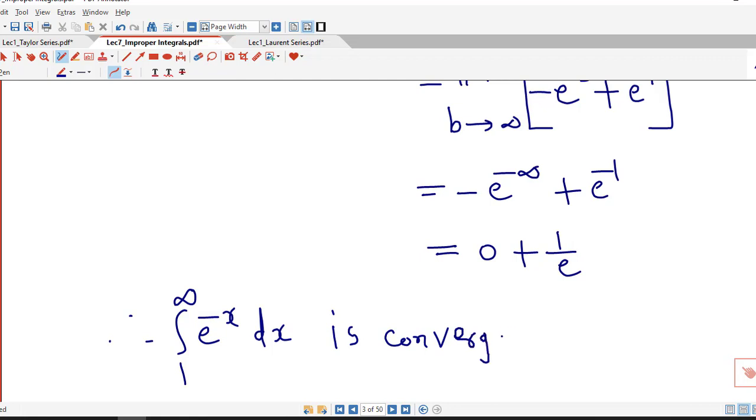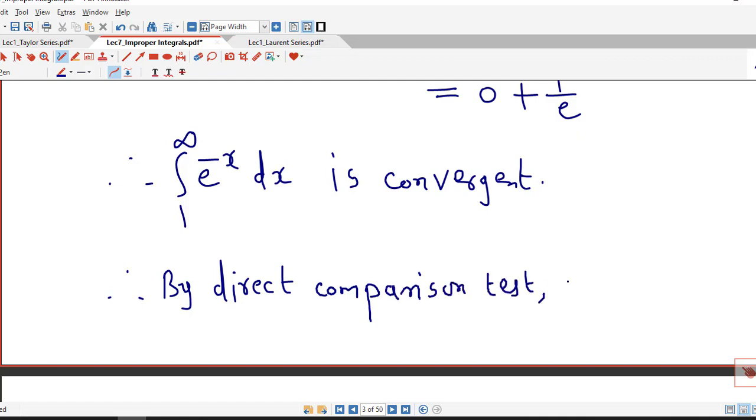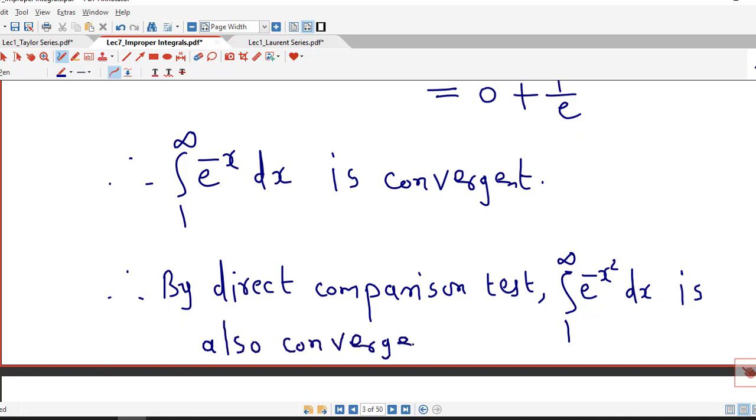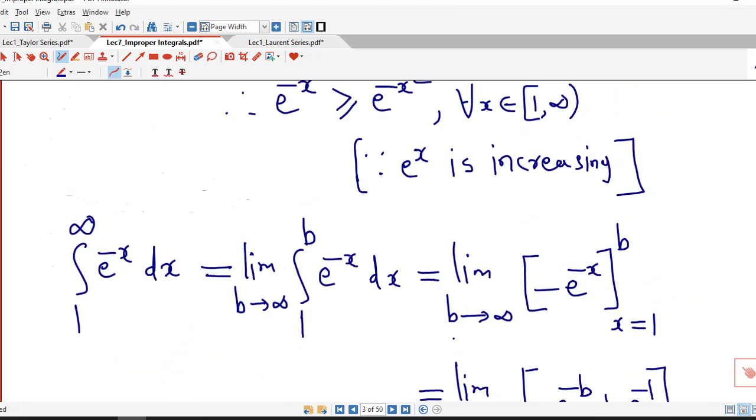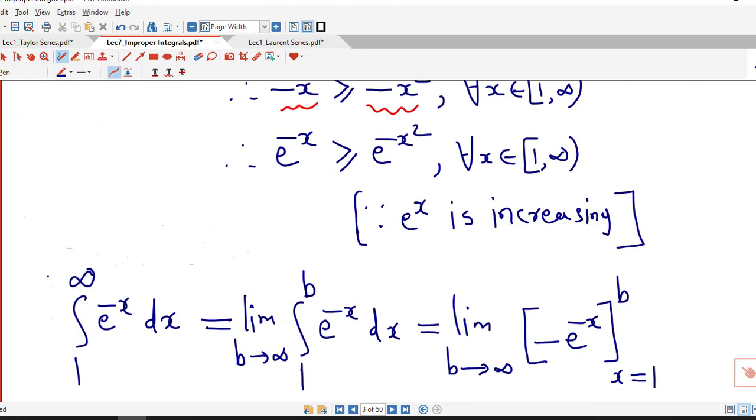is convergent. So therefore we can say that by direct comparison test, integral from 1 to infinity e raised to minus x square dx is also convergent. So in this way we have shown that this integral is convergent. So does the integral converge? Answer is yes, it is convergent by comparison test.